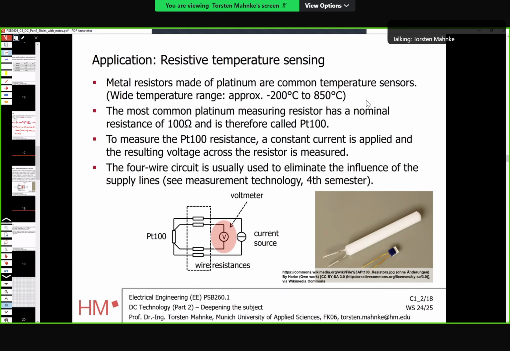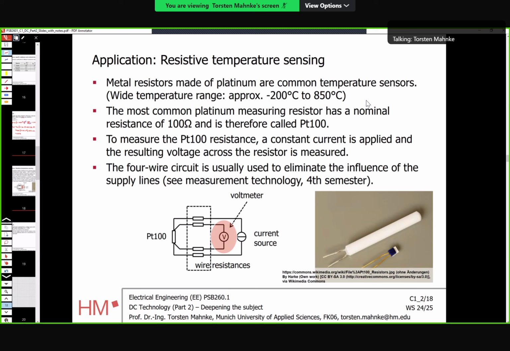Who has heard of PT100 resistors before? PT is for platinum, and 100 denotes the nominal resistance of that device at 0 degrees Celsius. In that case, the reference temperature is normally not 20 degrees, it's 0 degrees. So they specify the nominal value at 0 degrees.